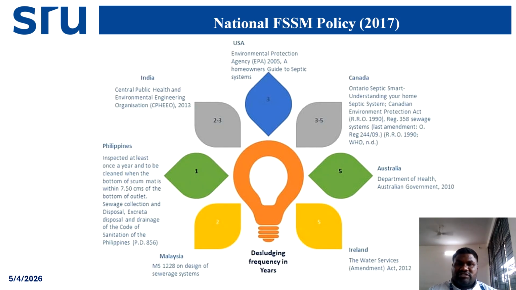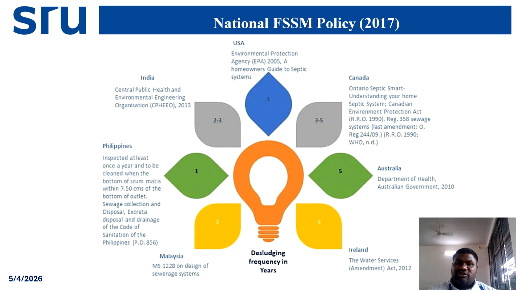So this is the national FSSM policy in 2017. Here it is mentioned desludging frequency in years for USA, Canada, Australia, Ireland, Malaysia, Philippines and India. In India generally it is given by the CPCB, Central Public Health and Environmental Engineering Organization, CPHEEO 2013. It is mentioned that every 2 to 3 years we need to do desludging.